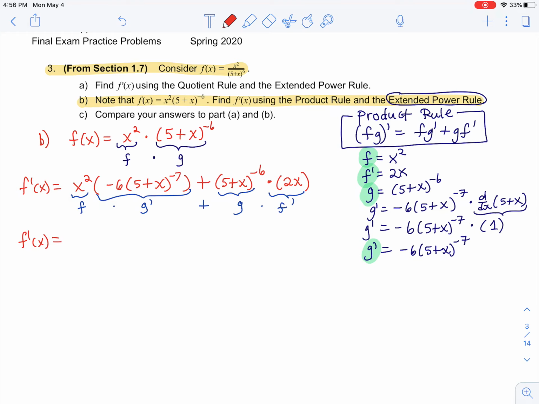How about I bring out this negative 6, so I write it as negative 6x squared. And then I'll have 5 plus x to the negative 7th power there. And then I'll have 2x, 5 plus x to the negative 6. Nothing really happened yet, right? I just brought out these terms to the front.